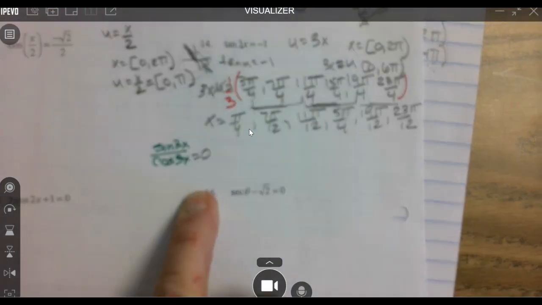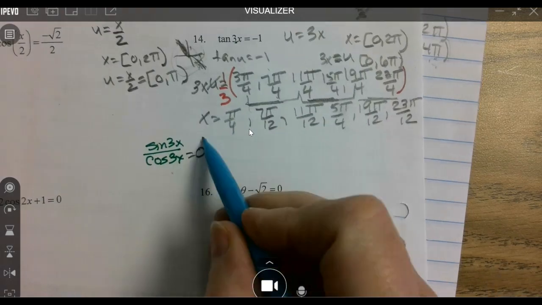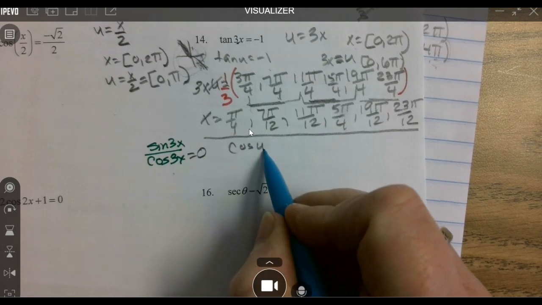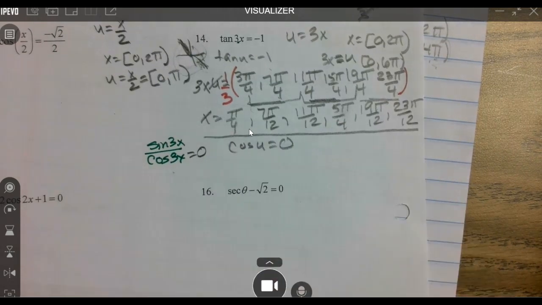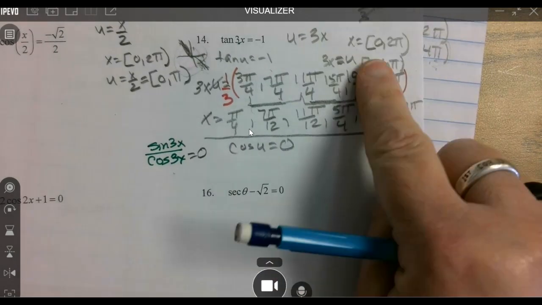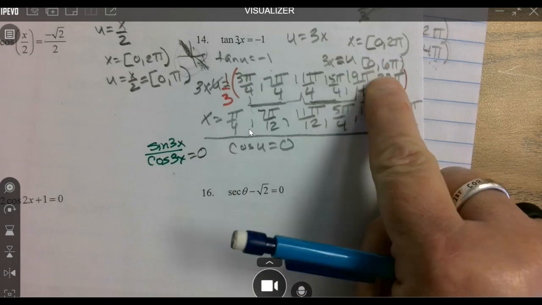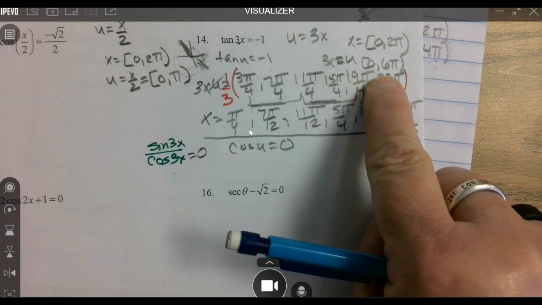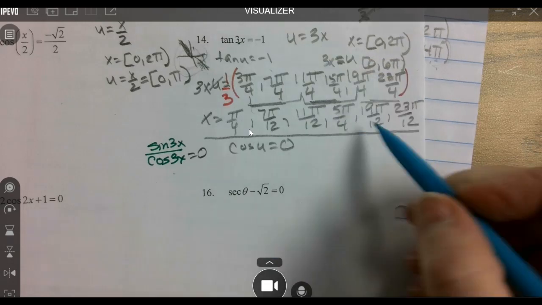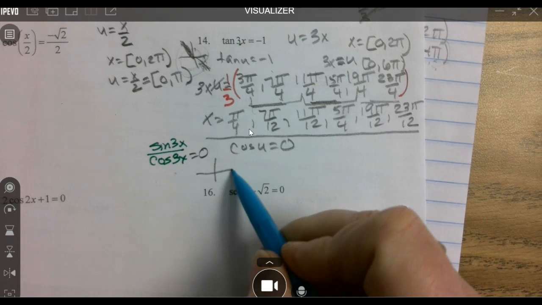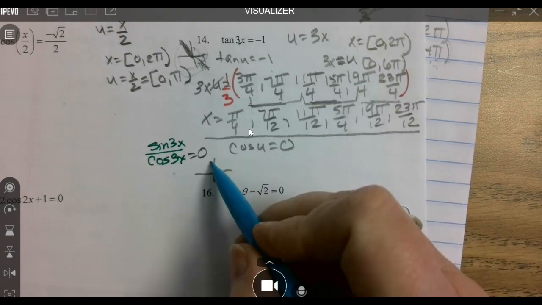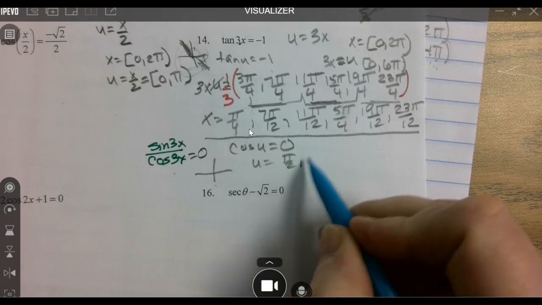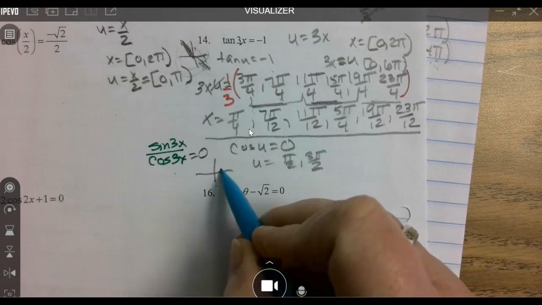Well, I already know that u is going to be equal to 3x, so I'm really running my domain restriction where the cosine of u is equal to 0. I already know I've got to run it from 0 to 6 pi. All that's already done at the top. And away we go. So where is the cosine 0? The first one we're going to get is pi over 2, 3 pi over 2. There's my first rotation.